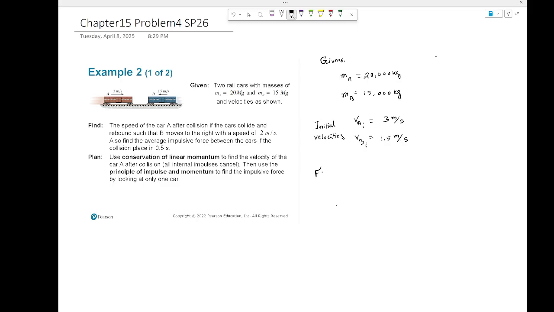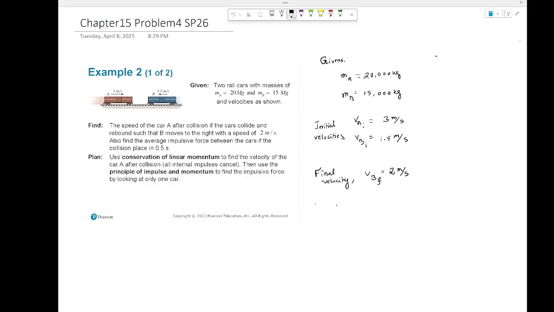Okay, the final velocities. How many final velocities is given? Just one, right? Which is for car B, right? Velocity. I'm going to write velocity because just one velocity is given. And I'll be putting subscript F for final, okay? I is for initial, F for final. And the value is like 2 meter per second that was given.